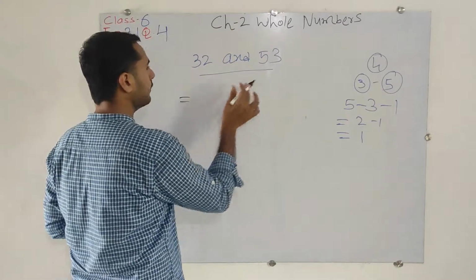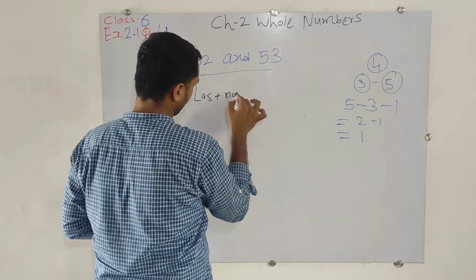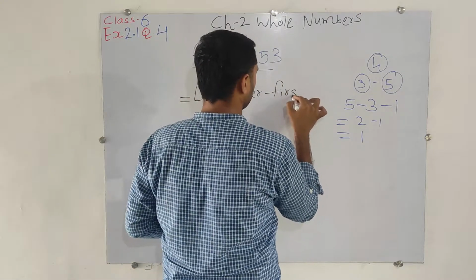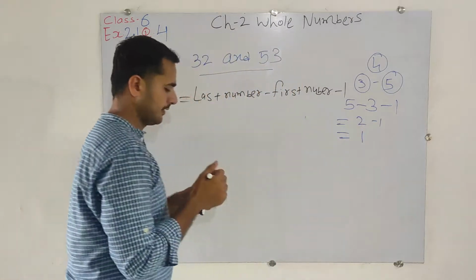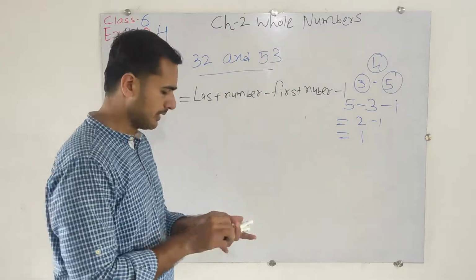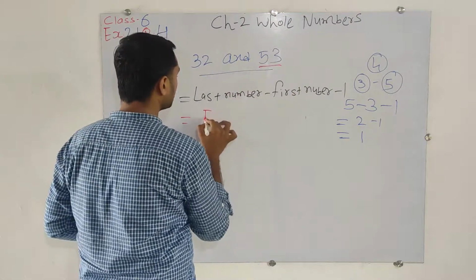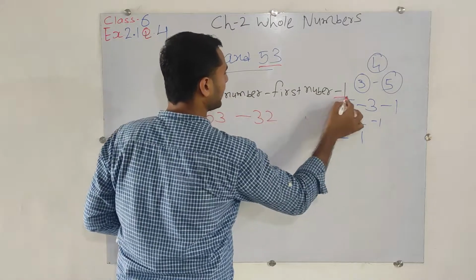Simply what we will do, first of all: last number minus first number minus 1. This is the normal formula to find the numbers in between. So let's write the last number, that is 53, minus the first number, that is 32, and minus 1 as it is.